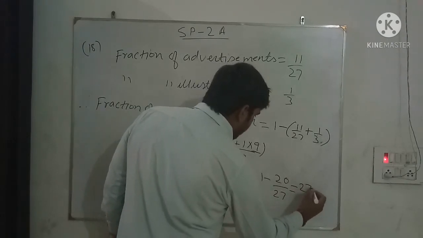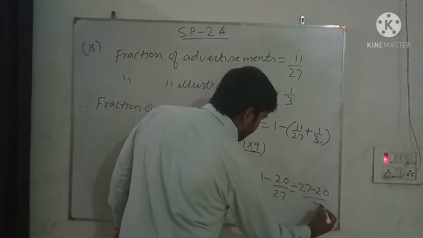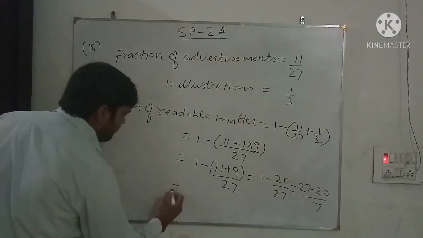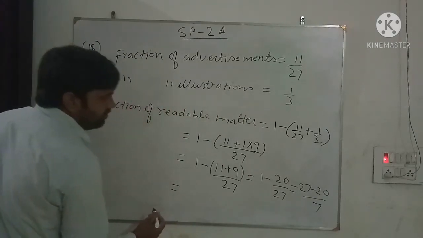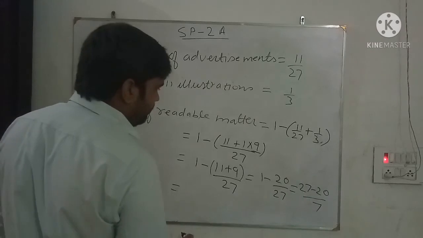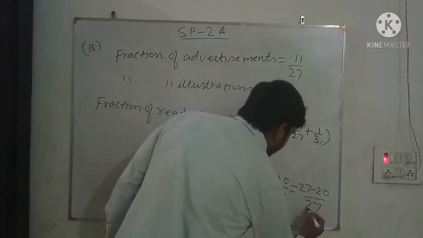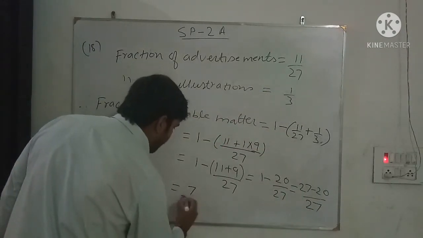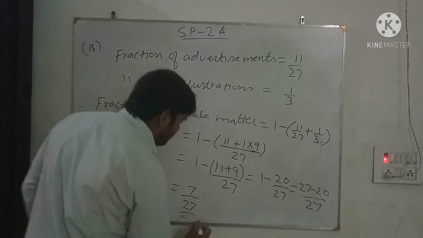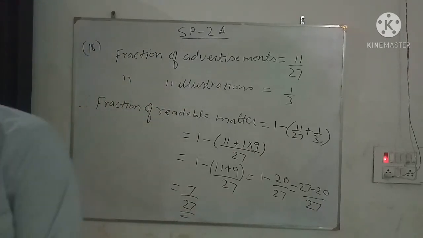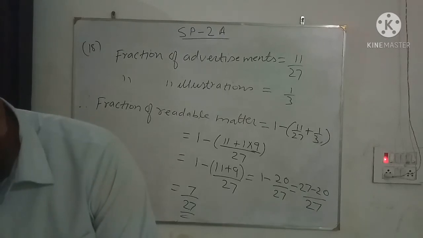Now 27 minus 20 by 27. That is 27 minus 20 gives you what? 7. 7 by 27. So what do you get the answer? 7 by 27 part is the readable matter.